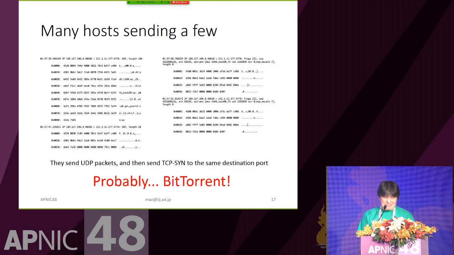Okay. Many hosts sending a few packets, like 10 or 3, right? So I look into the packet data. It looks like BitTorrent. So here's a keyword, get_peers. This is a typical BitTorrent packet to connect or initiate a peer-to-peer network, right?